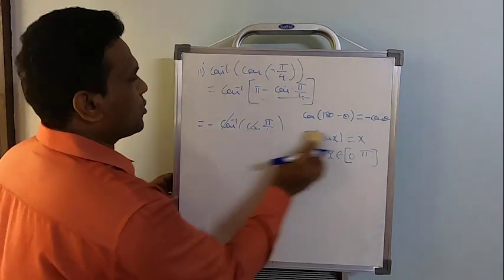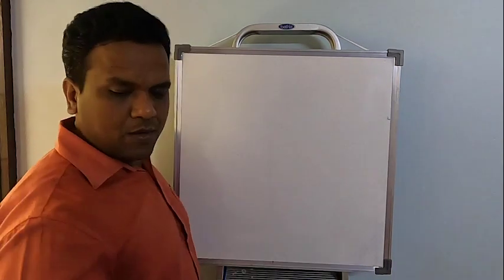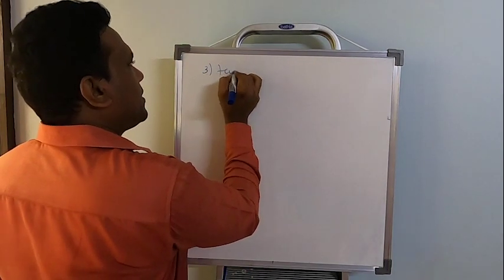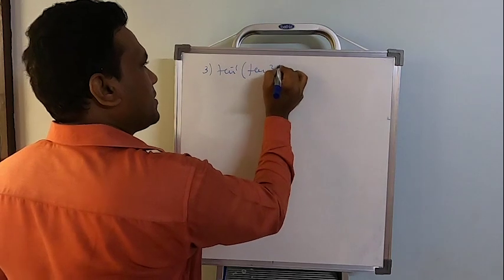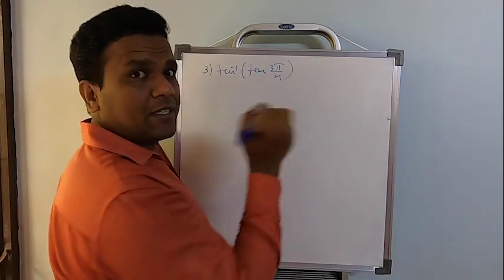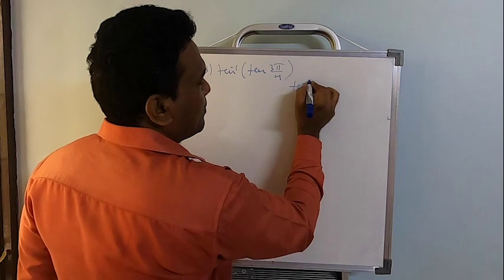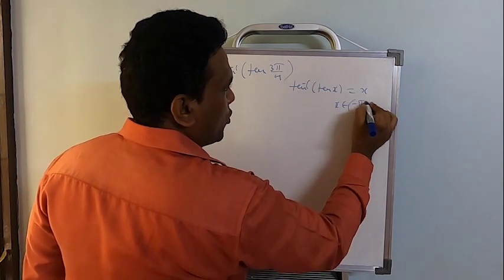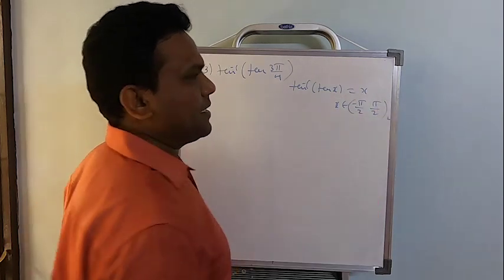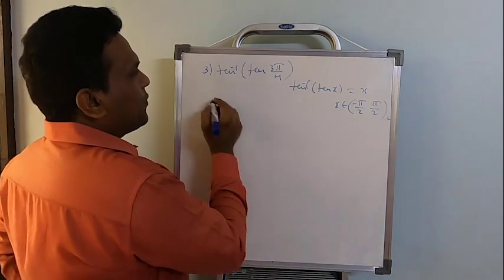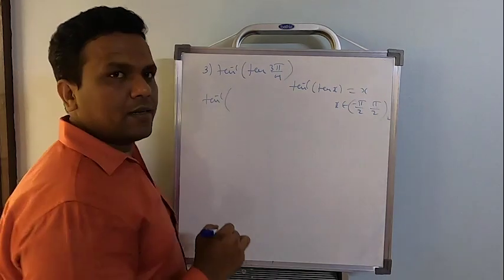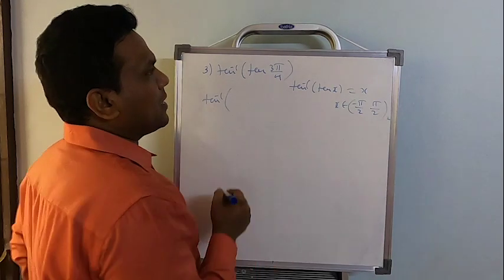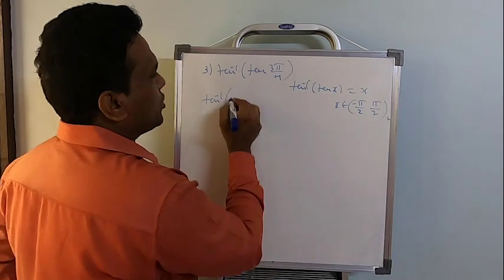So let's go to the next, problem number 3. Problem number 3 is tan inverse tan 3 pi by 4. So no negative sign at all. So directly start with the property: tan inverse of tan x can be written as x if x belongs to the open interval minus 90 to plus 90. Correct. 3 pi by 4, what is that actually? It's pi by 4, that's 45, into 3, 135. Correct. So it's more than the required, so it should be reduced.